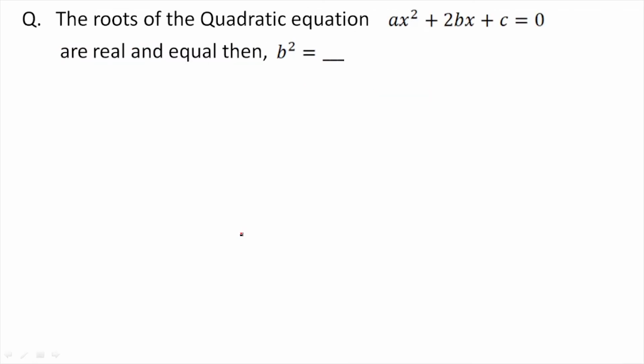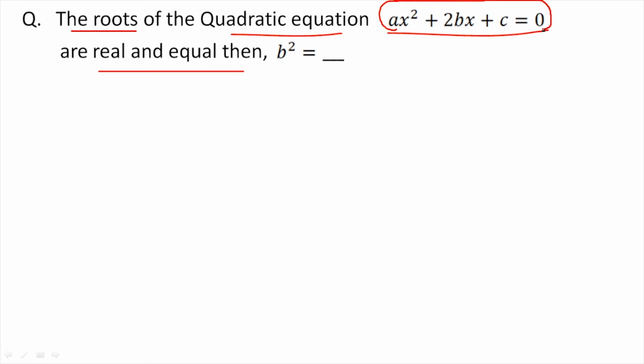Let's see one more example. The roots of the quadratic equation ax square plus 2bx plus c equals 0 are real and equal, then b square equals to, here also many of you might make a mistake by writing b square equals 4ac. But that is not the case again. Why? Because this equation is not in the standard form.